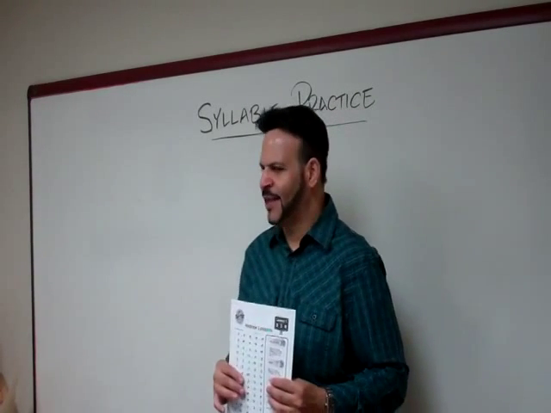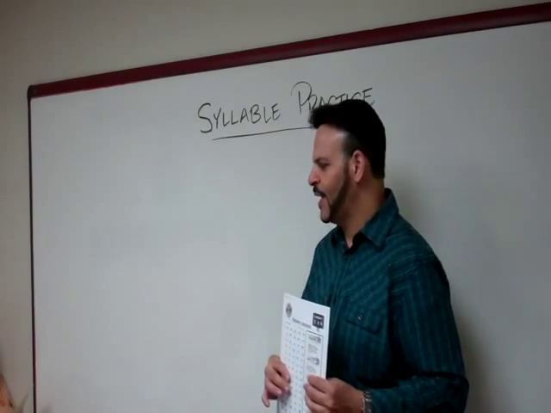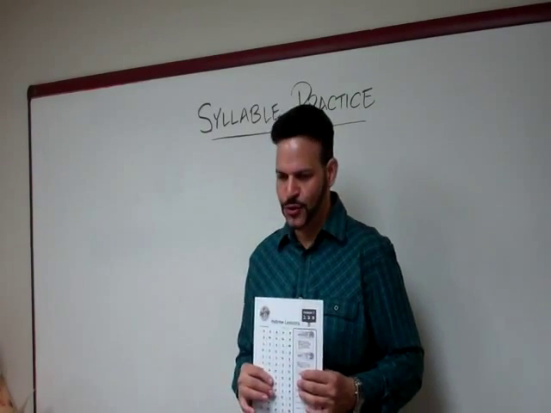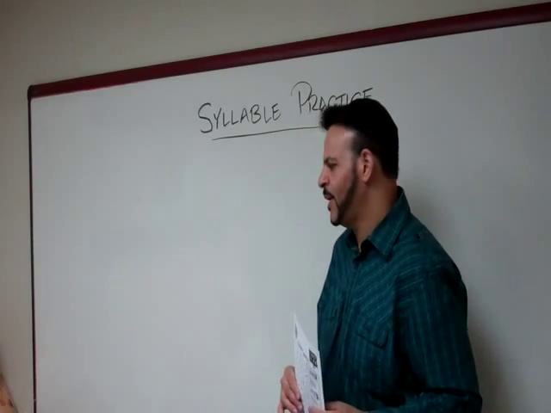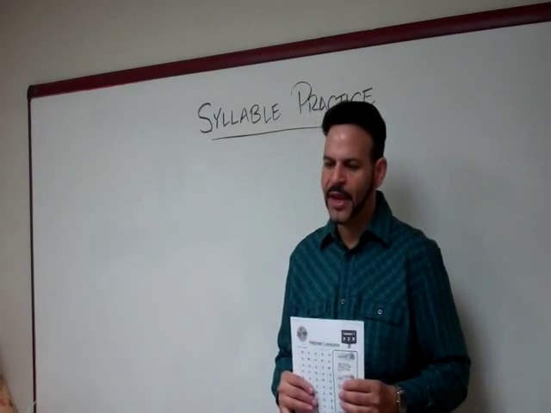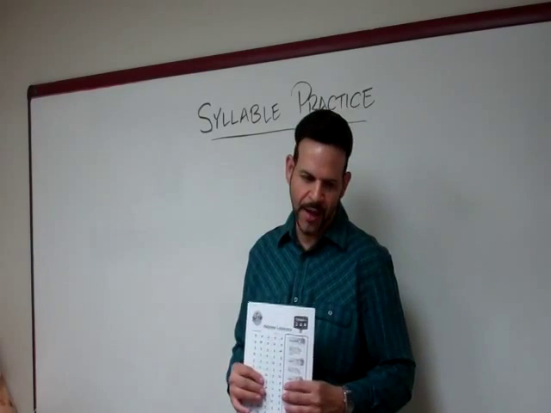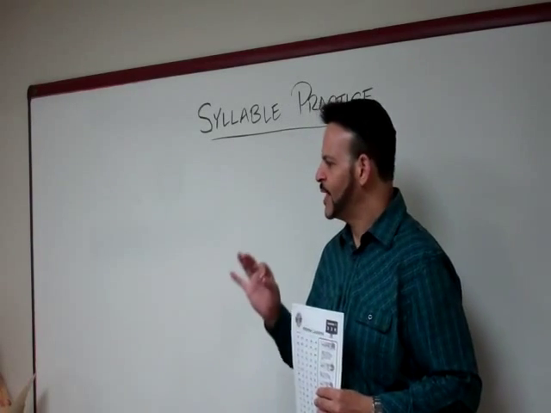Aleph, Beit, Gimel, Dalet, Hey, Vav, Zayin, Chet, Tet, Yud, Kaf, Lamed, Mem, Nun, Samech, Ein, Pei, Tzadik, Kuf, Resh, Shin, Tav. Okay, very good. Tov Me'od. Let's do our vowels.